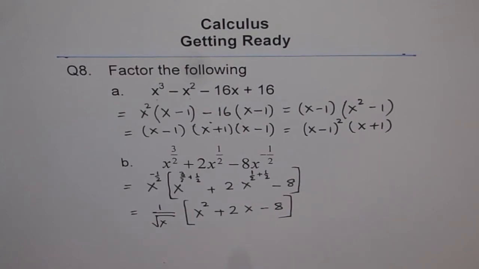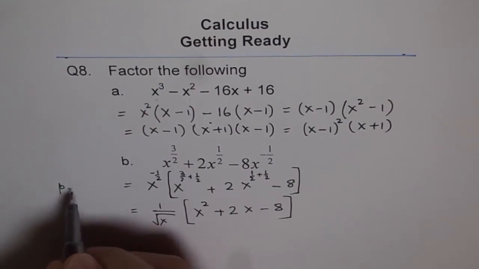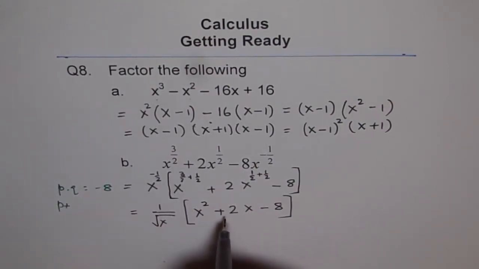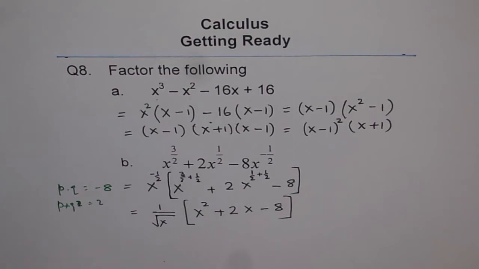And now we do get a polynomial here, right? We have a quadratic expression. Now, here we can apply product and sum and factor it. So we are looking for now two numbers whose product should be minus 8. So two numbers whose product should be equal to minus 8. And when you add them, you should get plus 2. I mean, p plus q equals 2. So what could be those two numbers? This is what you're looking for.